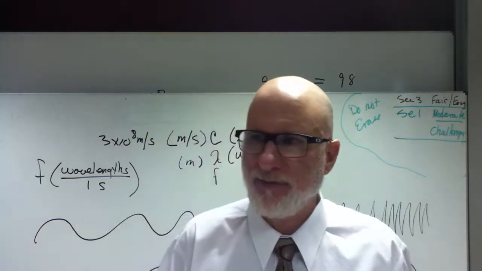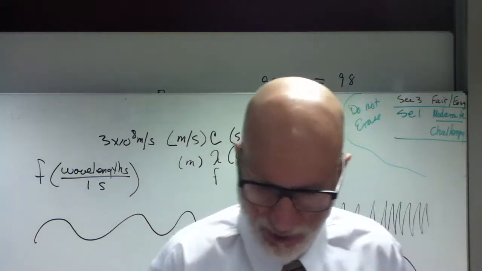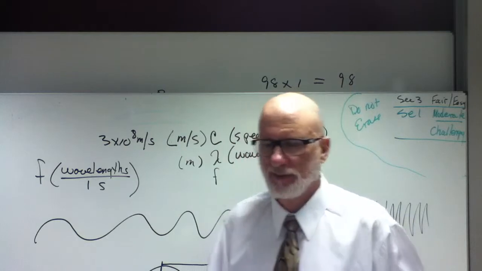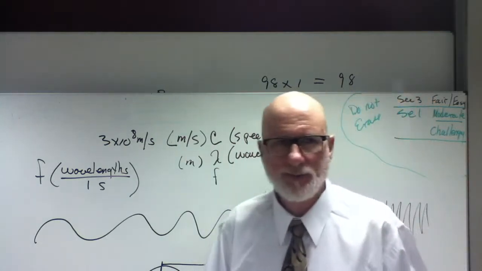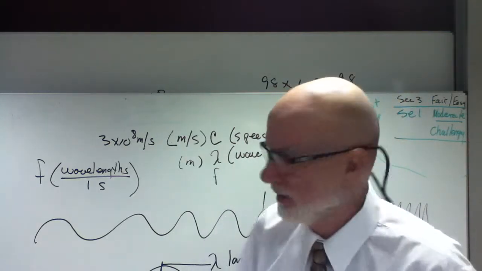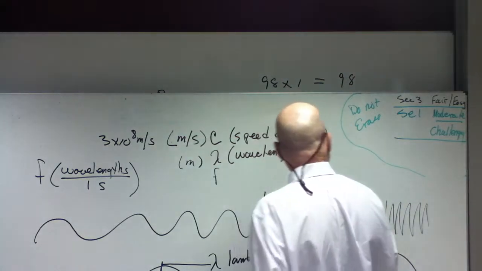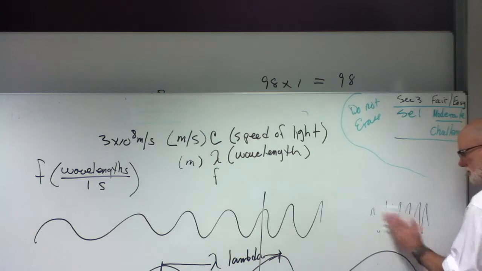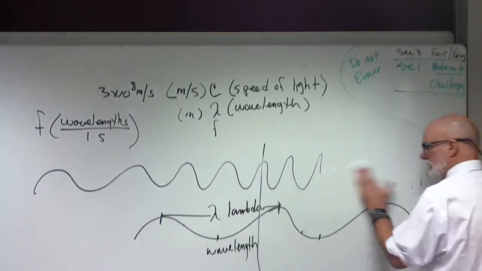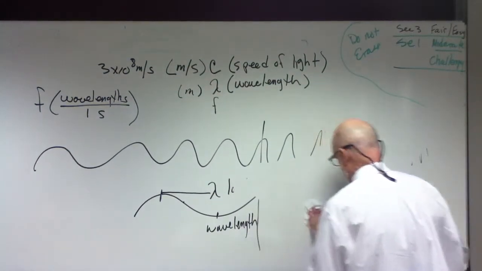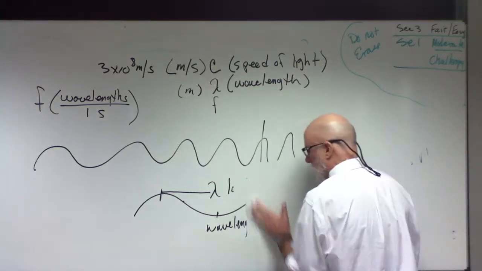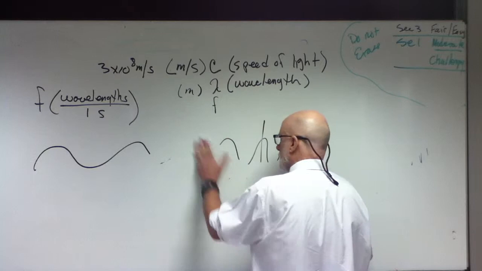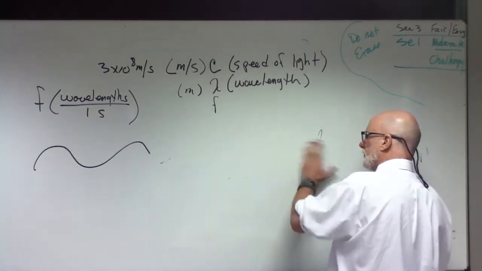But we don't say wavelength per second. That would be far too easy, wouldn't it? I know, it's bizarre. But we don't say wavelength per second. We say this. I'm going to erase this. Move this up a little bit. What do we say instead? Anybody read the book? Take notes? What do we say instead?